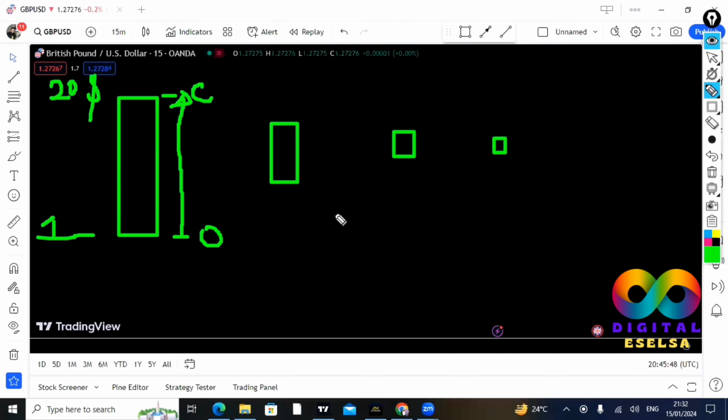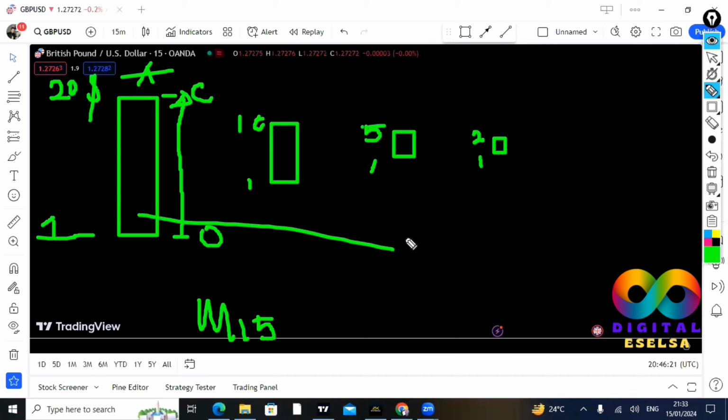Remember that all these candles were formed within 15 minutes. This is the 15 minutes time frame. So all the candles you are seeing here represent the activities that took place between buyers and sellers in 15 minutes. In candlestick A, buyers push price from $1 to $20. In candlestick B, from $1 to $10. In candlestick C, from $1 to $5. In candlestick D, from $1 to $2. So this one has the greatest bullish momentum.